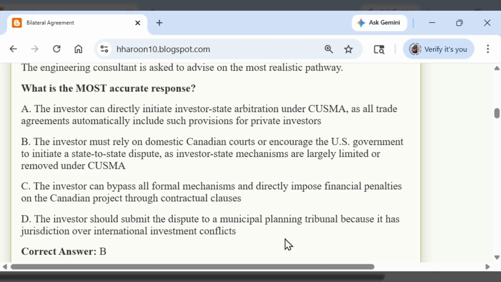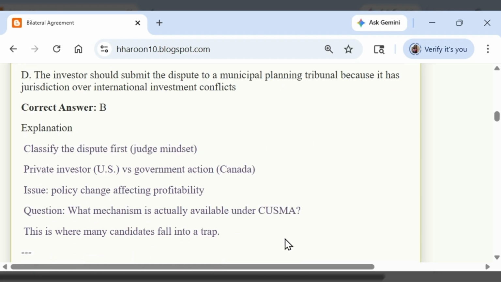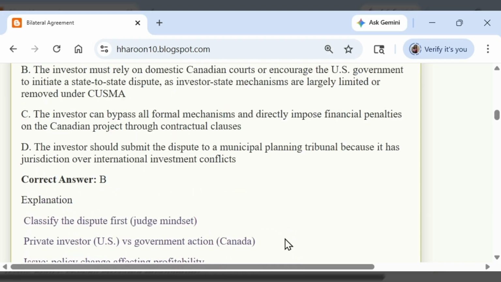C. The investor can bypass all formal mechanisms and directly impose financial penalties on the Canadian project through contractual clauses. D. The investor should submit the dispute to a municipal planning tribunal because it has jurisdiction over international investment conflicts. Correct answer, B.